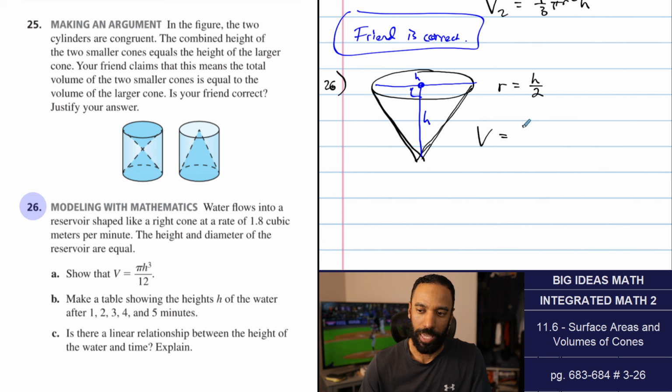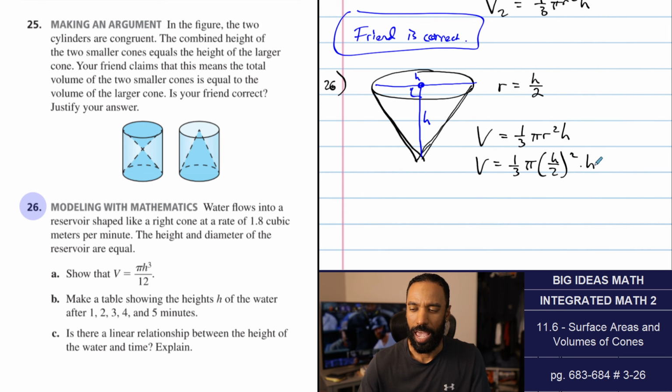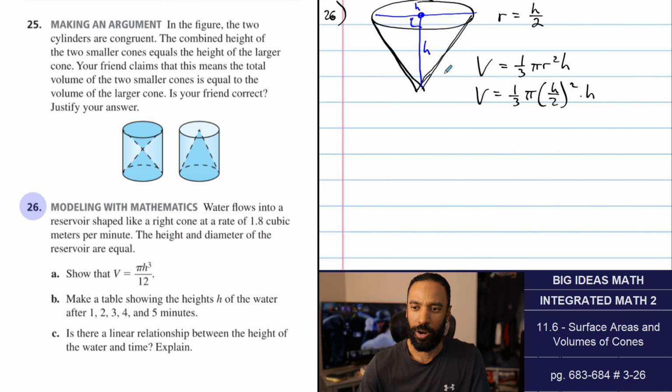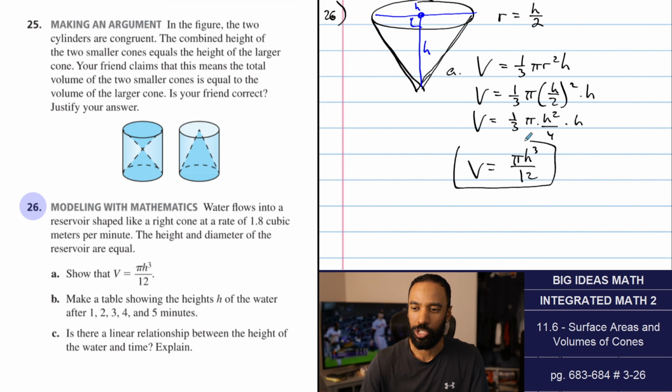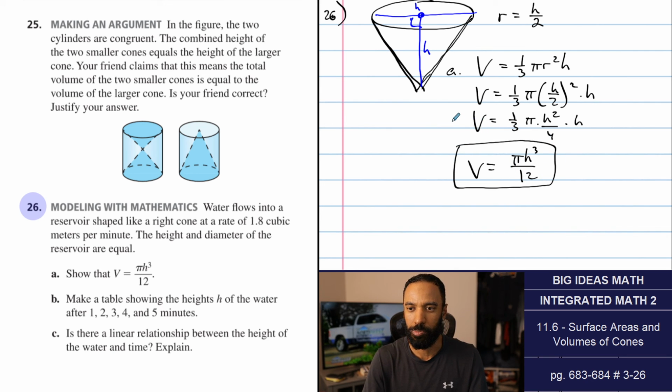Well, volume is normally 1/3 pi r squared times height, area base times height. However, this time, because the radius is h over 2, we have to do h over 2 squared and multiply by the height here. So this is part A, by the way. So volume is 1/3 pi times h squared over 4 times h. The 3 times 4 in the denominator will become 12. H squared times h is h cubed. So you'll be left with pi h cubed divided by 12. And that shows that that will be the same thing as what we have there. That's part A.